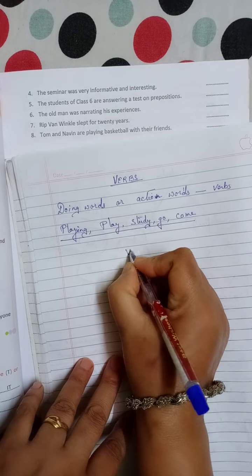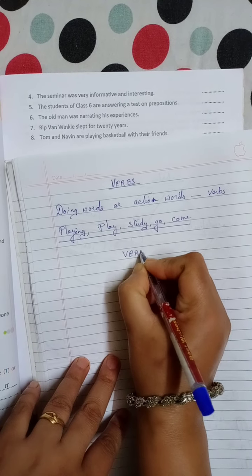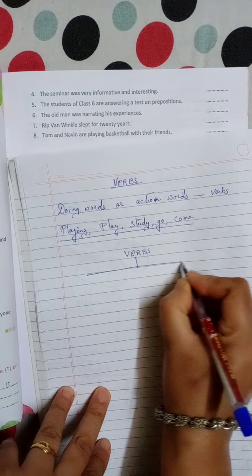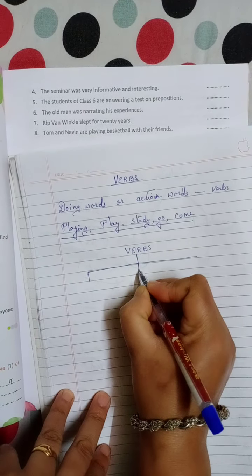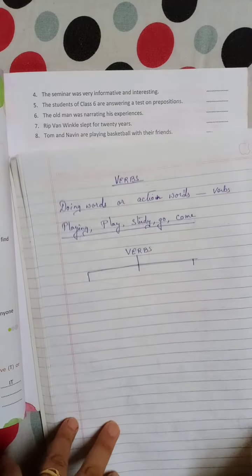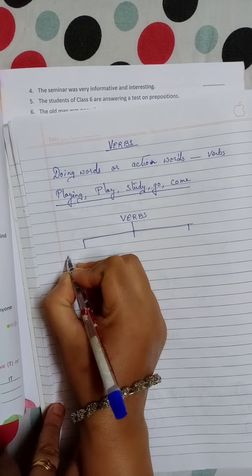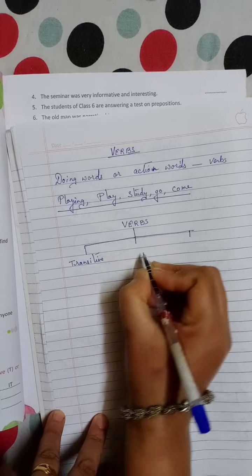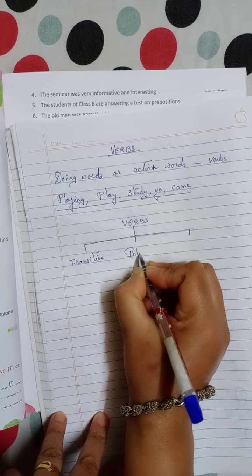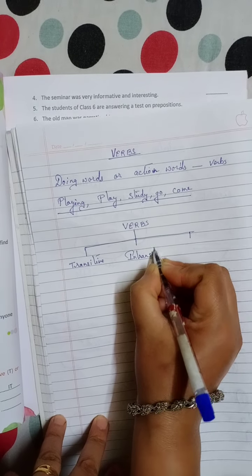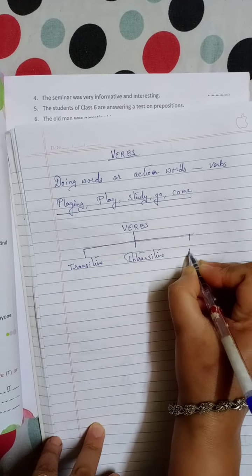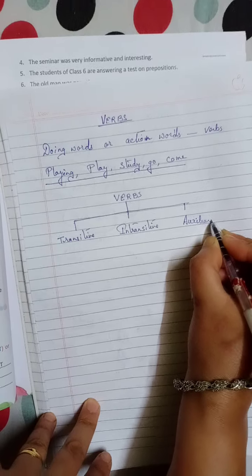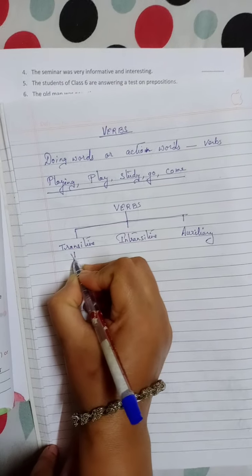Now these verbs are divided into three parts, or you can say we can have three kinds of verbs. It is broadly divided into three kinds. First is transitive, second is intransitive, and third is auxiliary. Now what is a transitive verb?